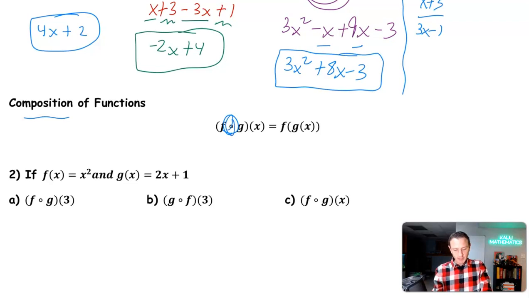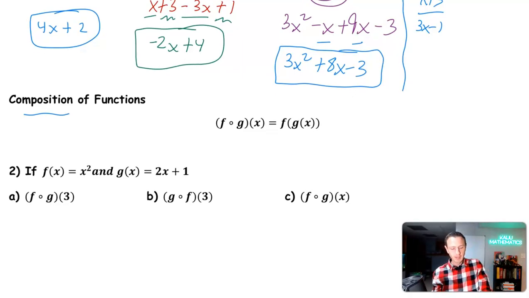Not multiplication. So composition of functions means that you are taking a function and you are plugging it into another function. Just like if I asked you what is f of 2 and I gave you this function, x plus 2, you would say, well, 2 is my x value, I'm going to plug in 2, so I'd have 2 plus 2. This is doing the same thing, but with a function.